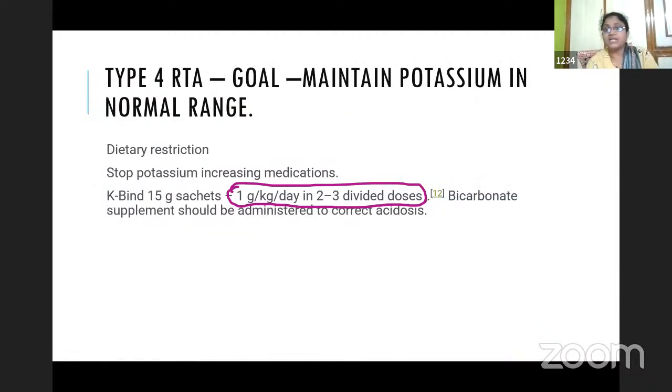So for type 4 RTA, the goal of management is only to maintain the potassium in the normal range, because here I am not going to worry about the growth or the bony deformities. And the dose is 1 gram per kg per day in 2 to 3 divided doses. Bicarbonate supplement should be administered to correct the acidosis that is present in these patients. And most of the time you should check for potassium-raising drugs. Remove those drugs, and almost always potassium will be in the normal range, and you should explain the dietary restriction to the patient also.